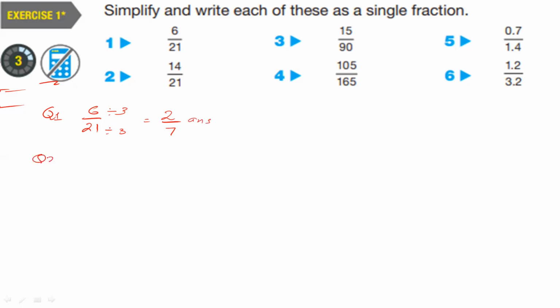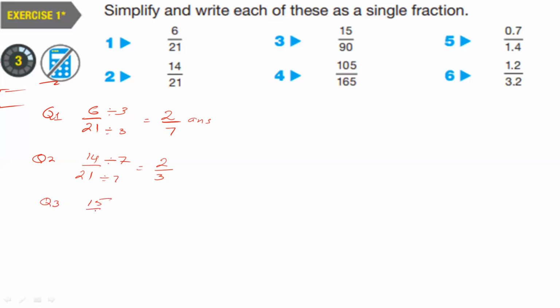Same way, question 2: 14 upon 21. Now we think of a number which divides both 14 and 21. This should be the highest number. If we divide both by 7, we get 2 upon 3. Means 7 times 2 is 14, 7 times 3 is 21.